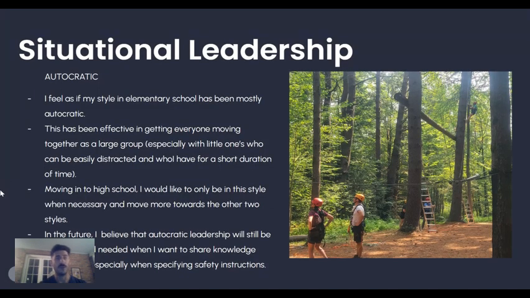Moving into high school, I would like to only be in this style when necessary and move more towards the other two styles. In the future, I believe that autocratic leadership will still be effective and needed when I want to share knowledge quickly and especially when specifying safety instructions.